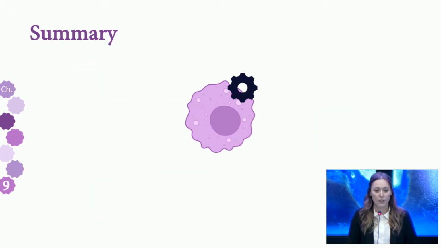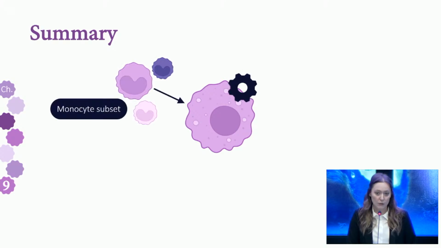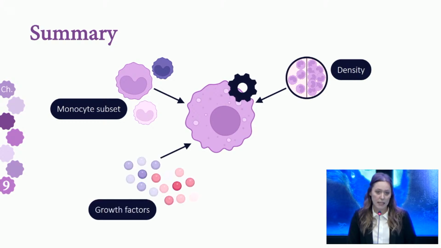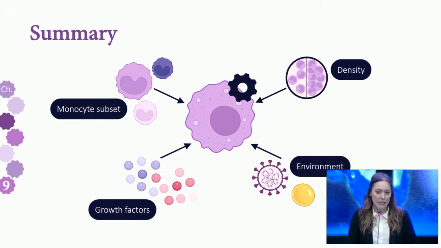In conclusion, macrophage function can be changed at many stages during their development. This includes the monocytic origin or monocyte subset they come from, the density they were cultured at, growth factors they encounter in their development, and environmental challenges. In the future, our results could be used to develop therapies that change macrophage function during their development, to treat atherosclerosis or other diseases macrophages are involved in.